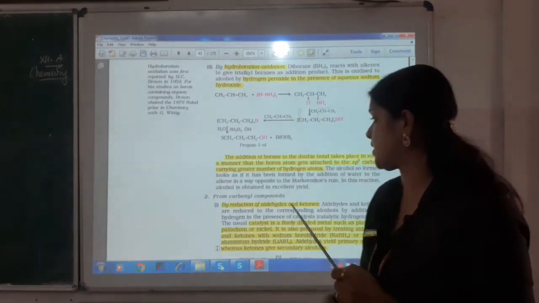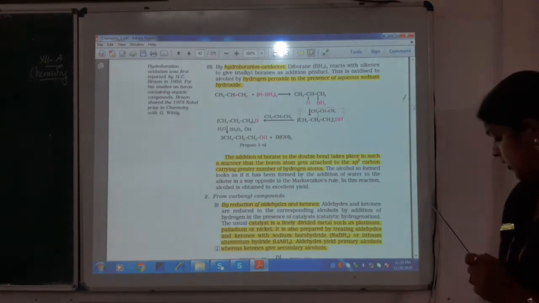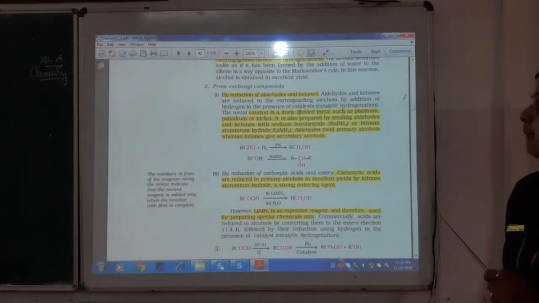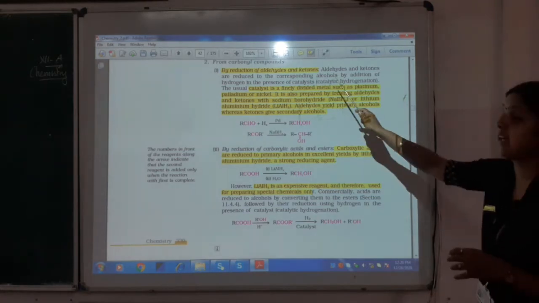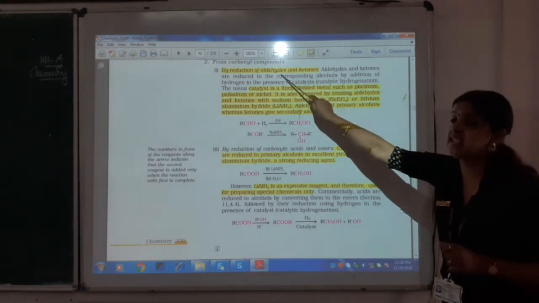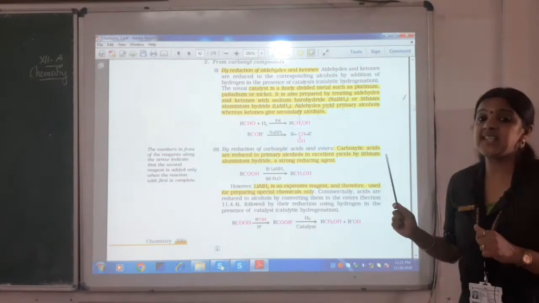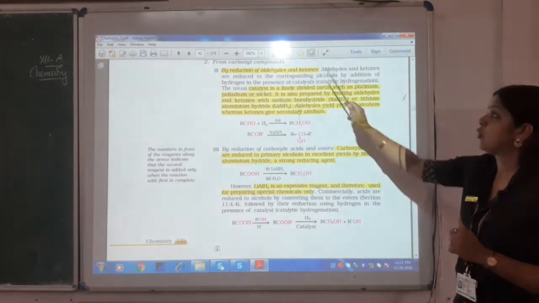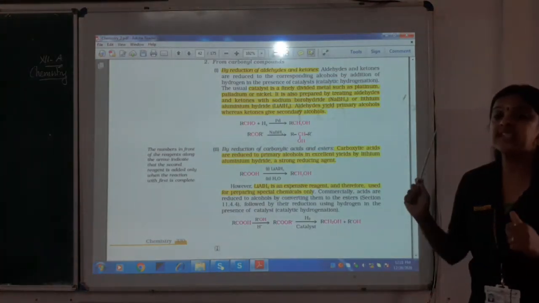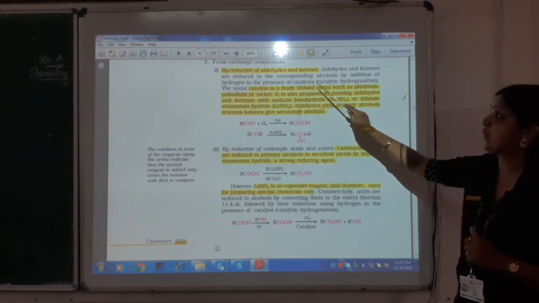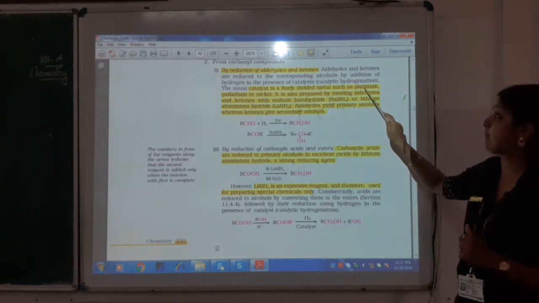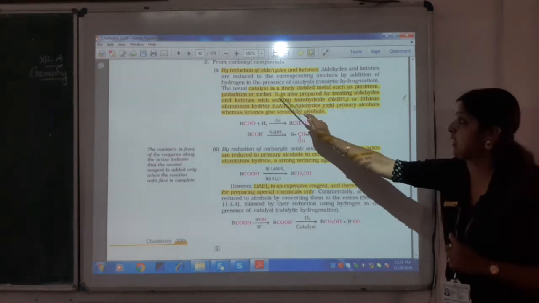The next reaction is very simple, which is from carbonyl compounds. First one is reduction of aldehydes and ketones. We know what is an aldehyde, which has got a CHO group. What is a ketone? Which has got a CO group. Catalyst is finely divided metal like platinum, palladium or nickel.